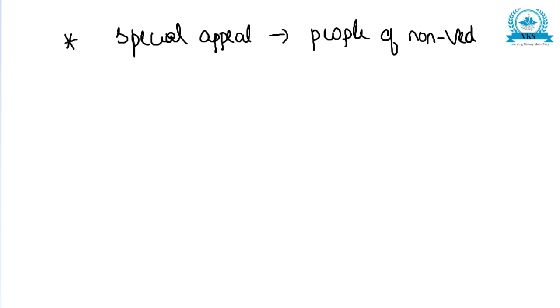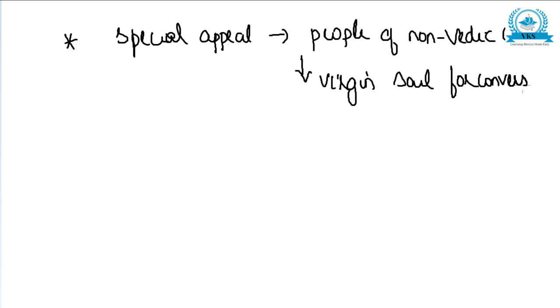Buddhism made a special appeal to the people of the non-Vedic areas, where it found a virgin soul for conversion. It was an easy area for Buddhism for conversion. The people of non-Vedic areas, not the Brahmanical people, were naturally attracted towards Buddhism, and that is why it was very easy for the religion to spread among those people.